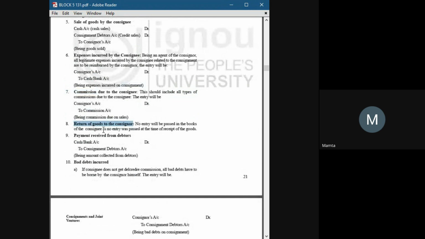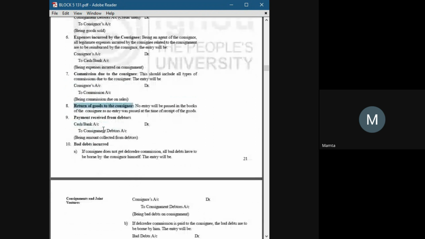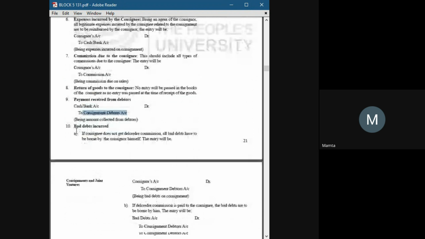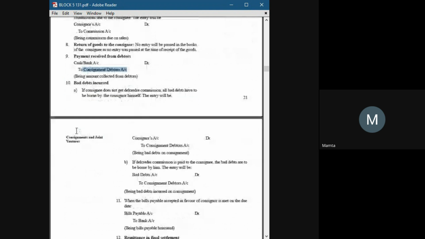We haven't passed an entry for the same, so we will not pass one when we return goods to the consignor. Payment received from debtors: cash or bank account debit to consignment debtors account. Bad debts incurred: if the consignee doesn't get the del credere commission, all bad debts have to be borne by the consignor himself. As we have read, this del credere commission provides a guarantee that the consignor will be paid.